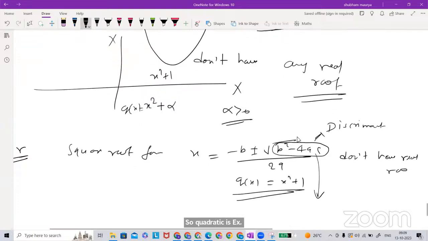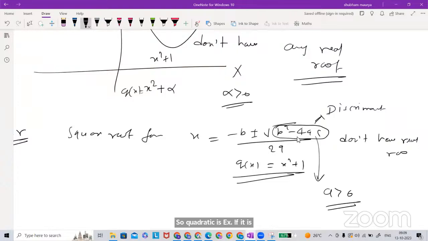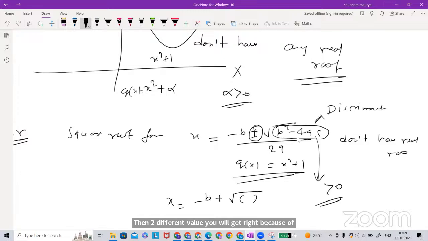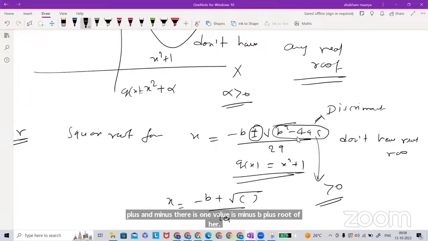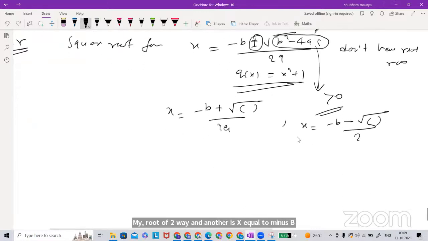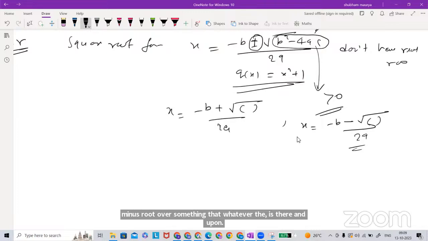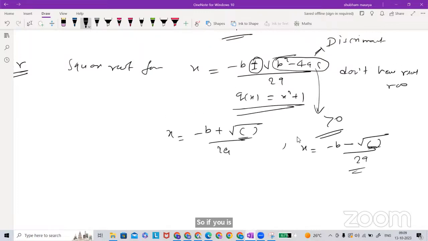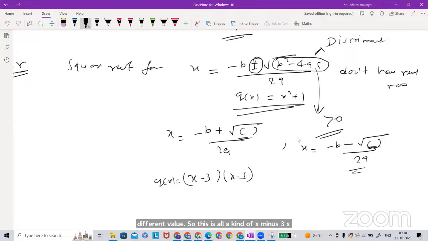If it is positive, exactly greater than 0, then we will get 2 different values, because of plus and minus. One value is x equal to minus b plus the root over 2a, and the other is x equal to minus b minus the root of whatever the discriminant is, over 2a. So if it is positive, each time you can calculate 2 different values, like x minus 3, x minus 5. If you calculate, you can easily find it.